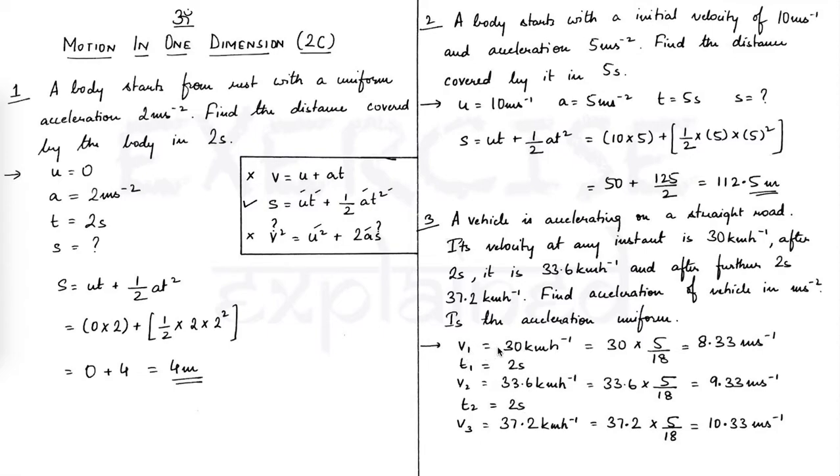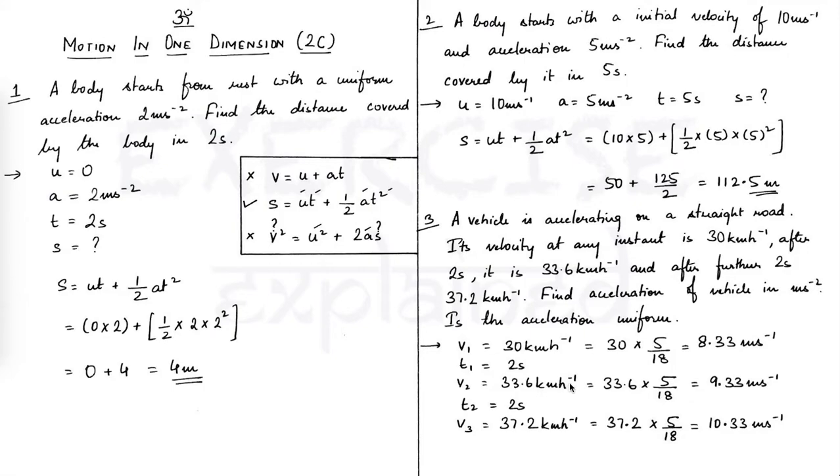So V1 I take as 30 kilometers per hour. That gives me 30 into 5 by 18, which is 8.33 meter per second. Now T1 is 2 seconds. Now after 2 seconds what happens? It reaches a speed of 33.6 kilometers per hour.